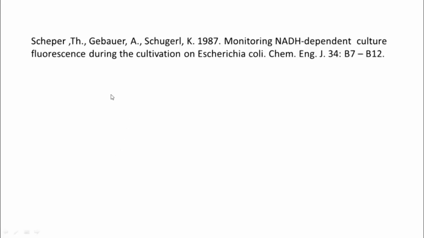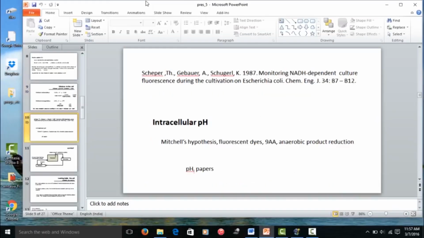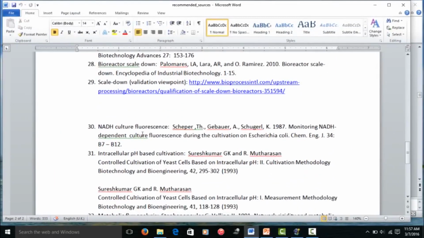You may want to look at this paper, which has also been given in your notes as one of the papers that you would want to look at. Let me direct that to you. This is number 30, NADH culture fluorescence. The authors are Schügerl and colleagues. The title of the paper is Monitoring NADH Dependent Culture Fluorescence During Cultivation of E. coli. It was published in Chemical Engineering Journal in 1987. This is something that gives you some relationship to the culture energy status.